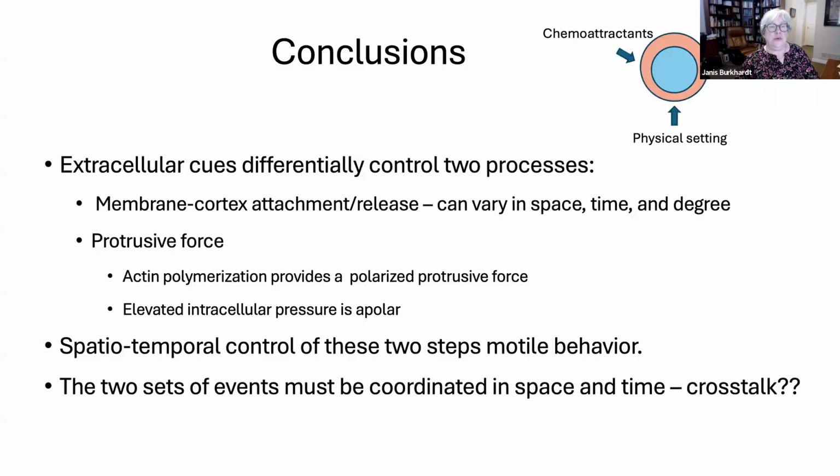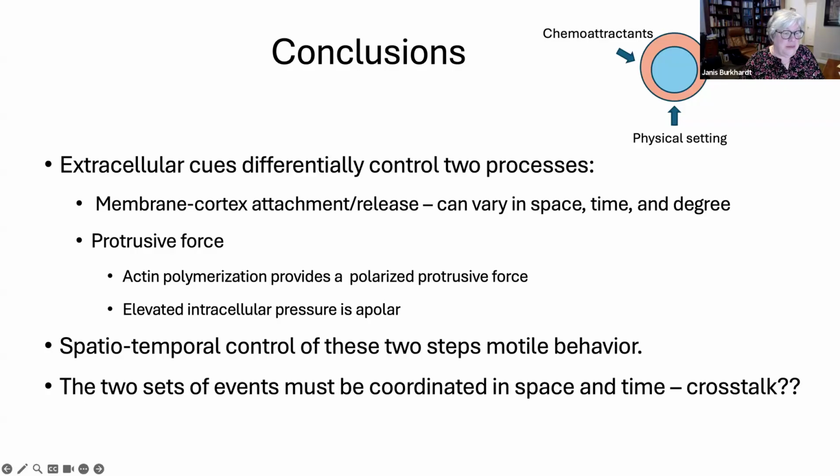So just to pull this all together, we're starting to understand different ways that these different extracellular cues control these different motile processes by really regulating coordinately two processes: one, membrane cortex attachment and release. And though we don't completely understand how, we know this can vary in space and time and even degree. And two, protrusive force. Here we've got two major mechanisms: actin polymerization, which gives a polarized force, and elevated intracellular pressure, which gives an apolar response. And spatiotemporal control of those two steps can give you a lot of different types of motile behavior.